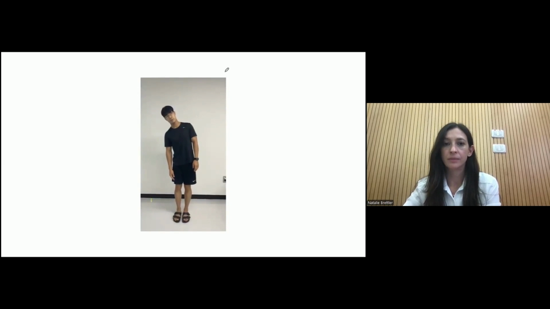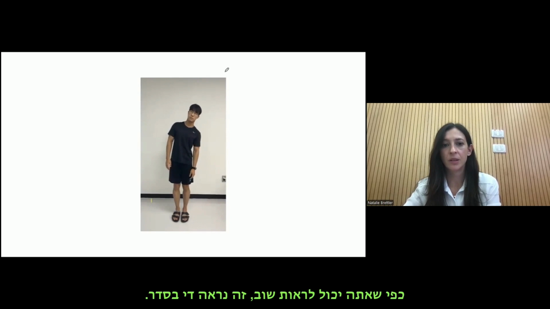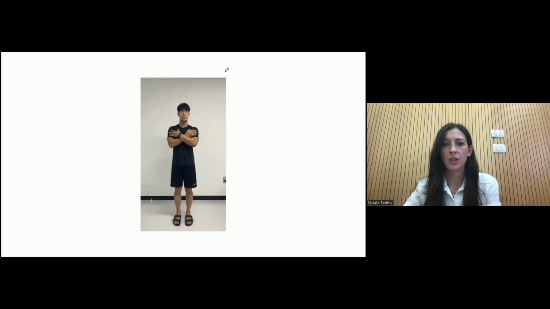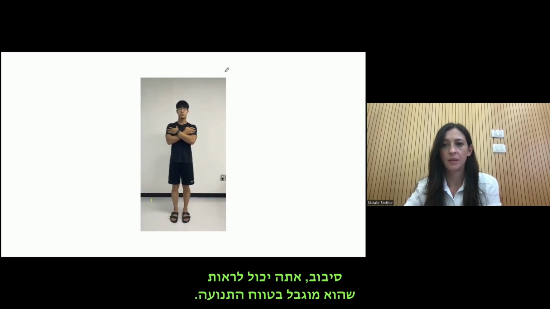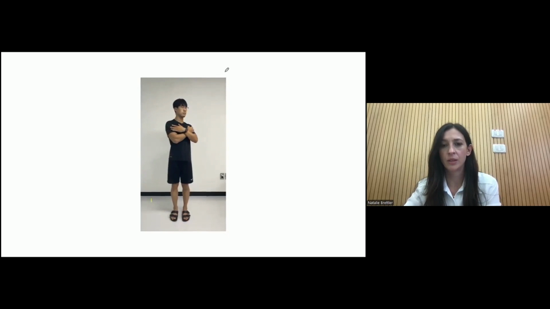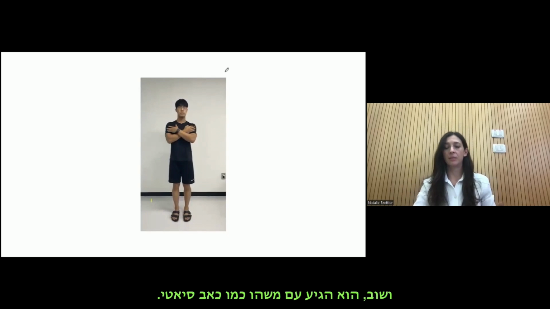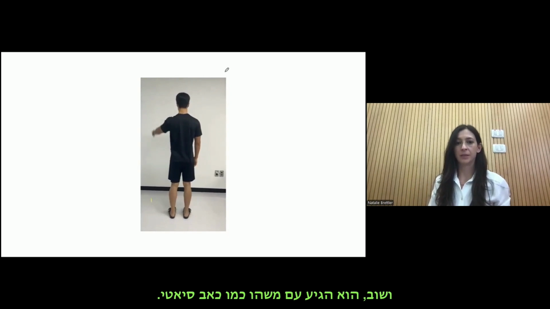Side flexion. Side flexion to the other side, as you can see again. This looks quite okay. Rotation. You can see that he's limited in the range of motion. And again, he came with something like sciatic pain.